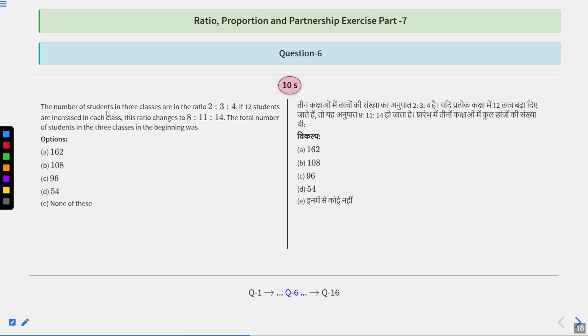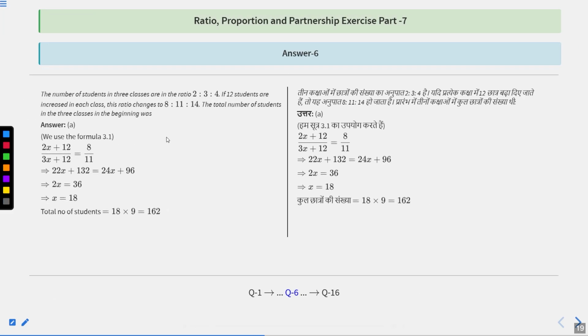The number of students in 3 classes are in the ratio 2:3:4. If 12 students are added in each class, the ratio changes to 8:11:14. The total number of students in the 3 classes in the beginning was? You have 5 options and 10 seconds to analyze the question. Your time starts now. Time's up. Let's see the solution.